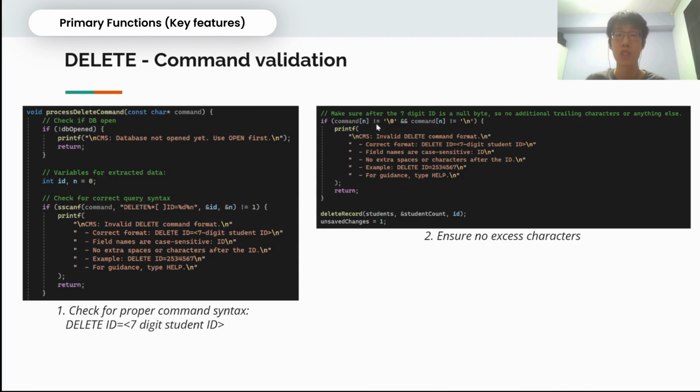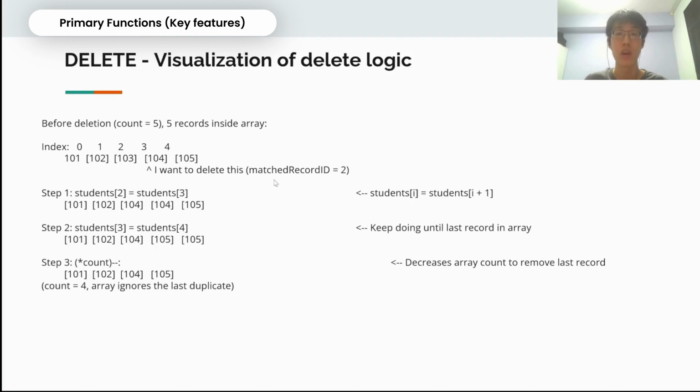The main delete operation can be visualized as such. Let's say I want to delete a record at this index in the array. What I'll do is I'll overwrite that unwanted record with the one after it in the array. So i equals i plus 1. And I'll keep doing this until the last record in the array. By this logic, there will be a duplicate of the last record in the array. So to remove this, I will simply decrease the count of the array to remove the last record.